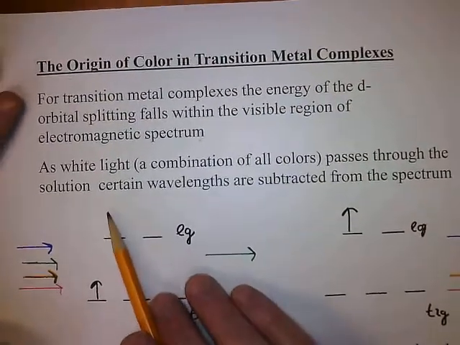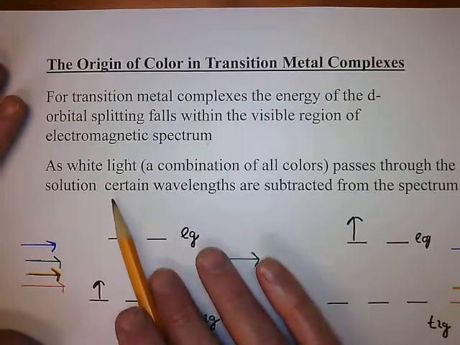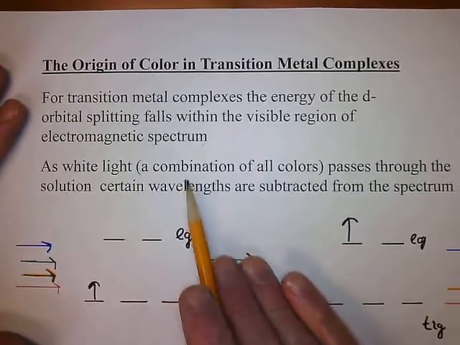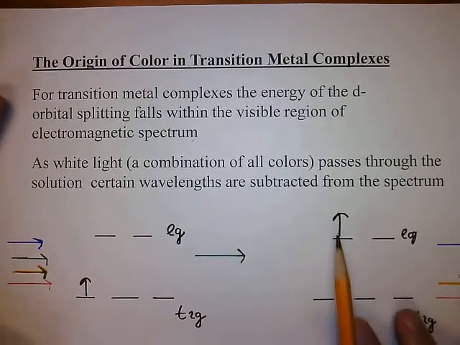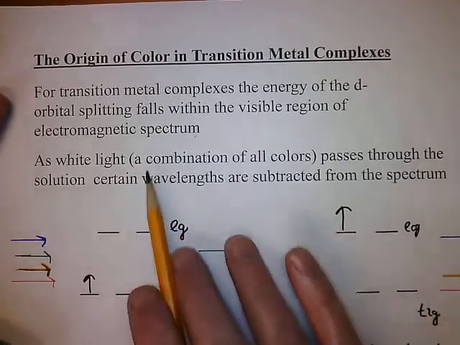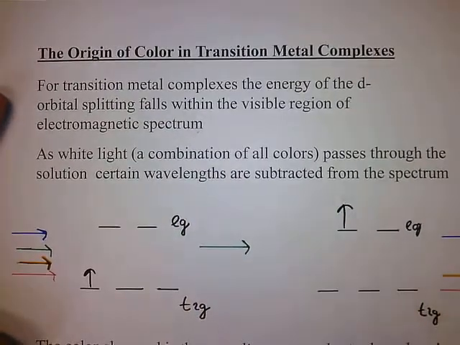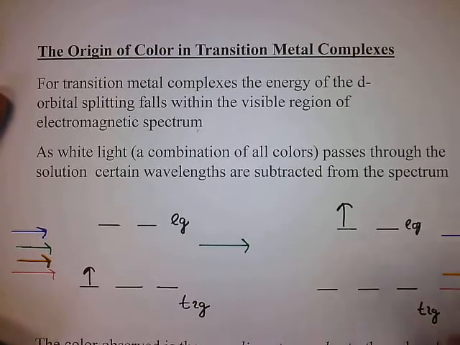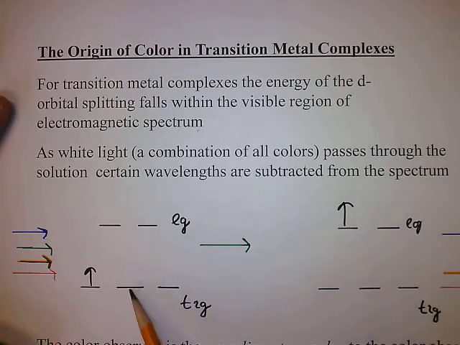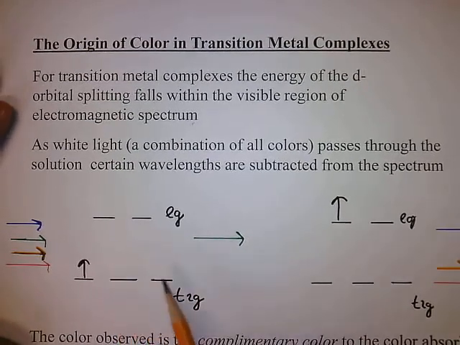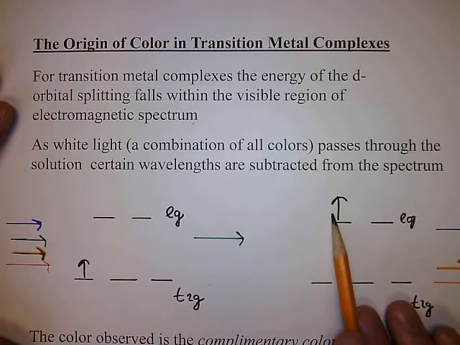So, as white light, and you might recall that white light is a combination of all colors, passes through a solution, if the solution appears colored, certain wavelengths are going to be subtracted from the spectrum. What happens is the energy gets absorbed, and it's used to promote an electron from T2g to Eg. We'll go to the simplest case, just one electron. It's used to promote an electron from the low energy T2g to the higher energy Eg.